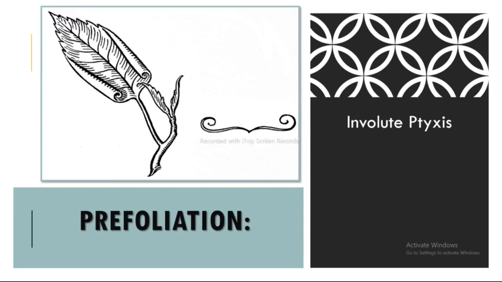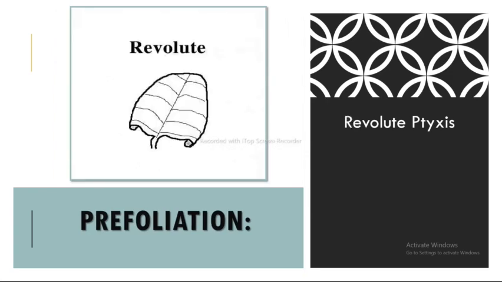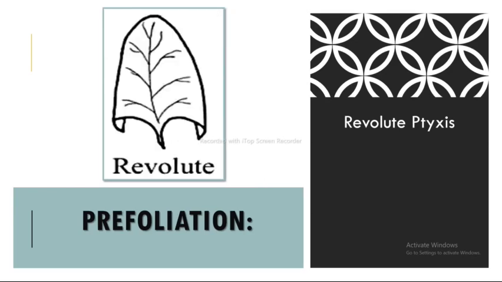Again, this is the involute Ptyxis. You can see clearly. So the next type of the Ptyxis is revolute. Revolute means when the leaf is similarly rolled on the lower surface, as in oleander. Again, this is the revolute Ptyxis as shown in the figure.